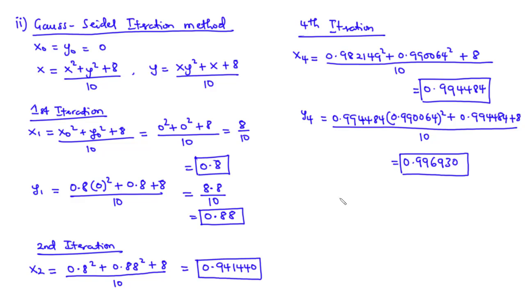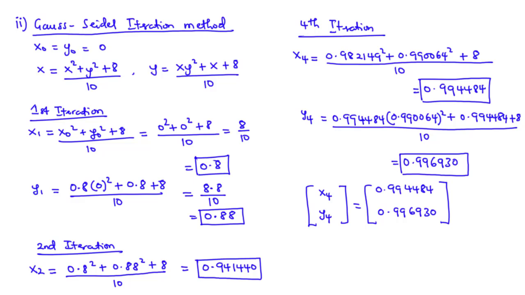So after 4 iterations, the approximated roots of the given system of nonlinear equations using the Gauss-Seidel iteration method, corrected to 6 significant figures, are given by x4, y4, and that is equal to 0.994484, 0.996930.